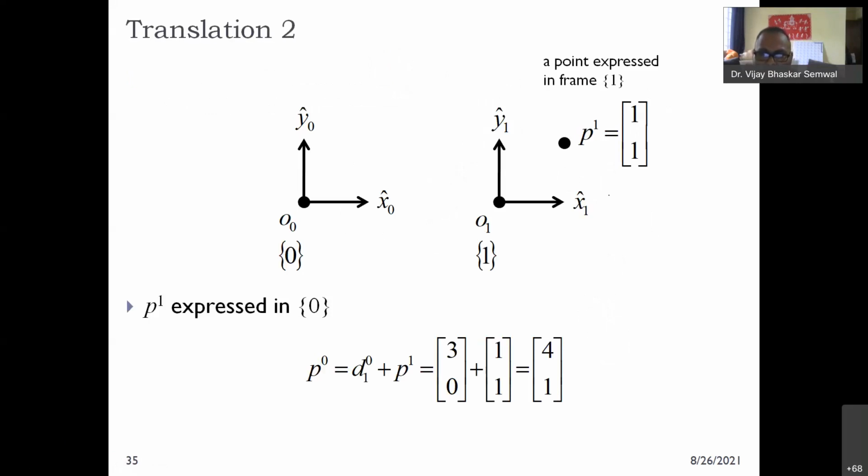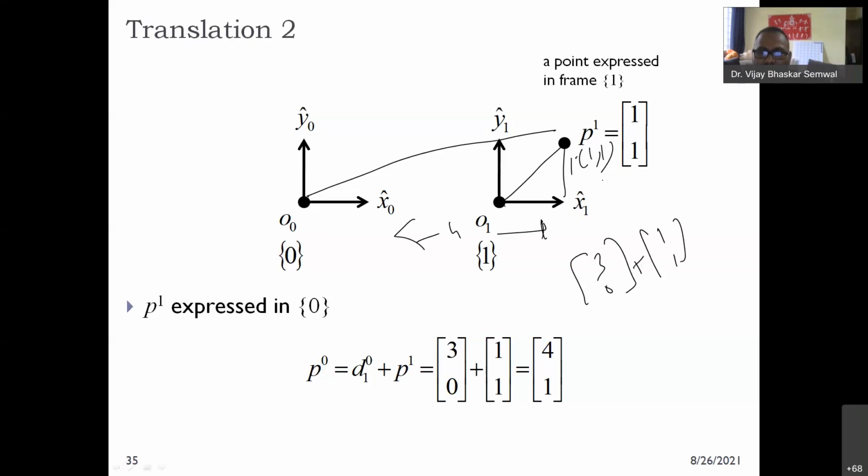So suppose some point is (1, 1) with respect to frame 1. I need to calculate it with respect to frame 0, P0. So what I have to do is take the position of this frame, O0 over 1, which is 3, 0, and then add 1 and 1. It will become 4 along here and 1 along here. So the coordinate will become (4, 1). So the moment you change the base frame, the vector value will also change.